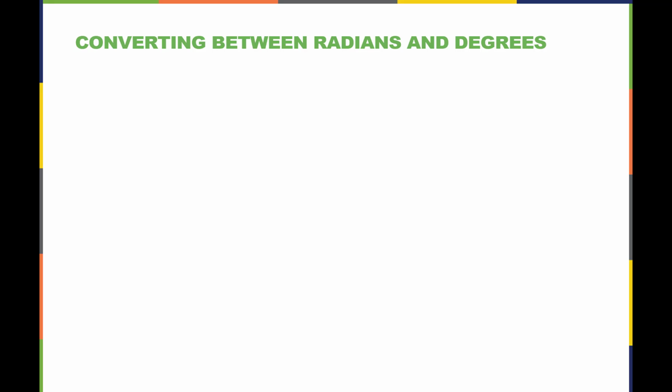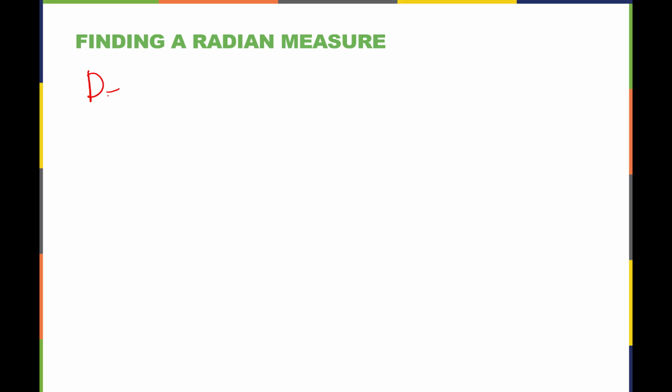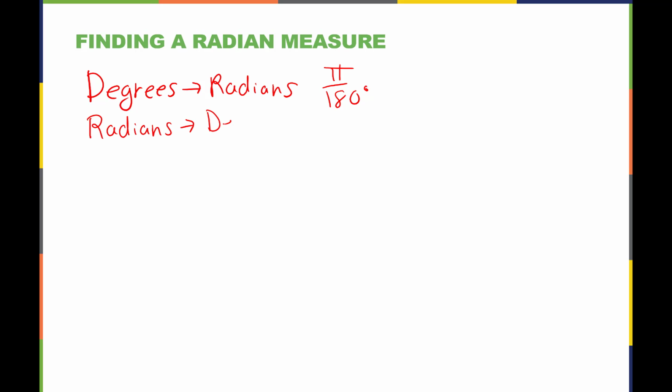Because degrees and radians both measure angles, we need to be able to convert back and forth between them. So if I want to go from degrees to radians, I want to use the conversion factor of pi over 180 degrees. If I want to go from radians to degrees, I want to use a conversion factor of 180 over pi.